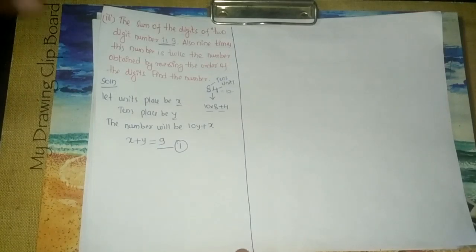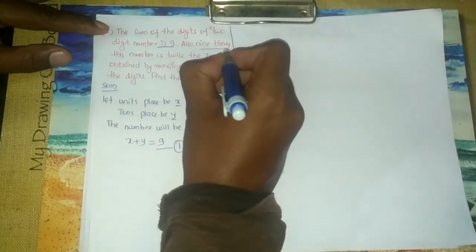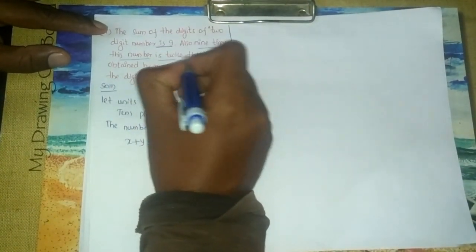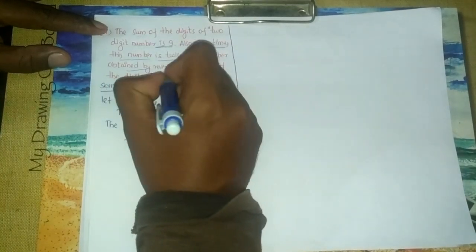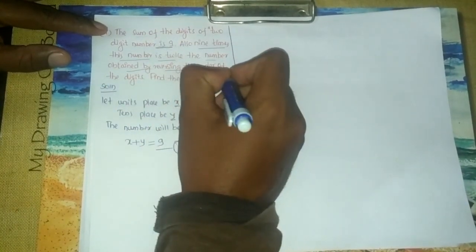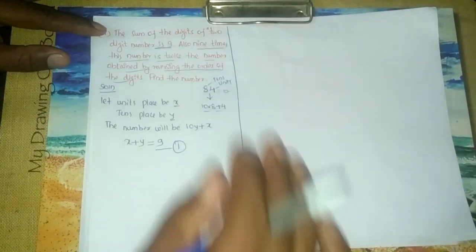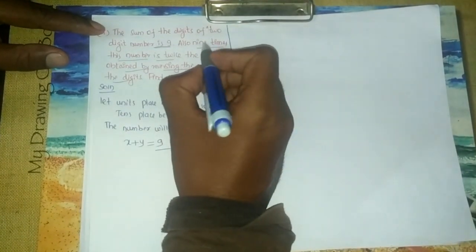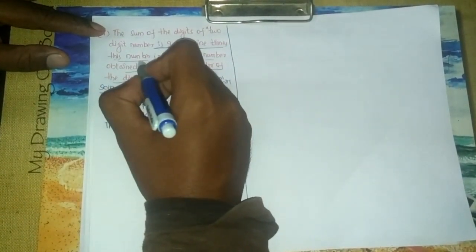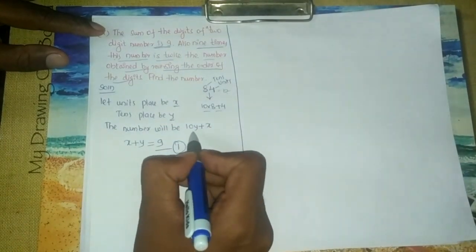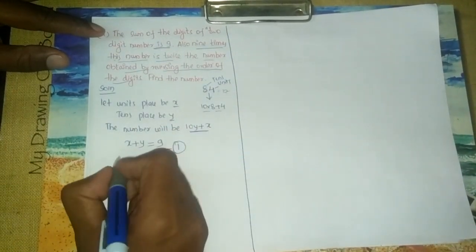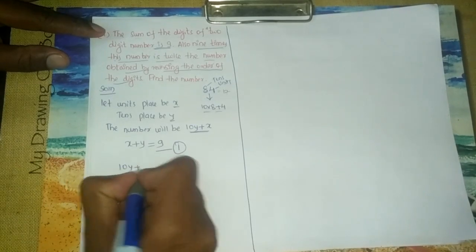And the second condition is 9 times this number is twice the number obtained by reversing the order of the digits. Okay, let me try to understand part by part. 9 times this number, so the number is, we know, 10y plus x. Let me write down this 10y plus x.